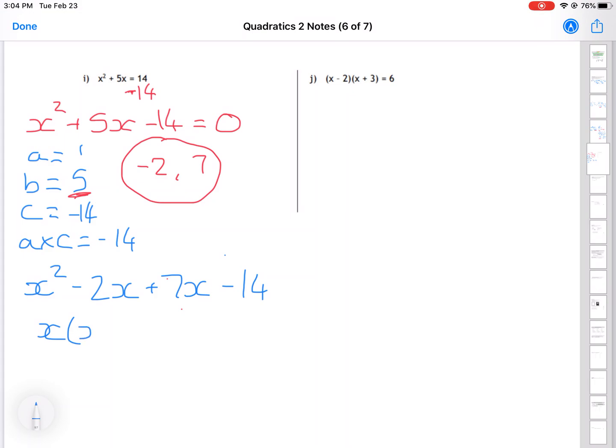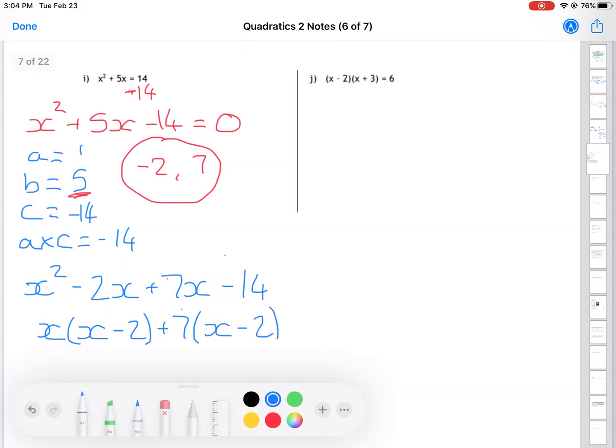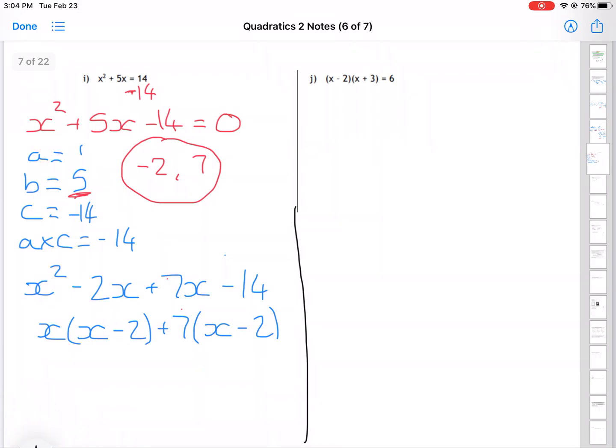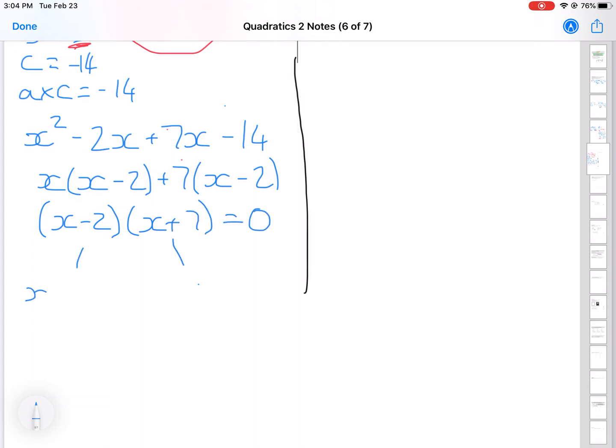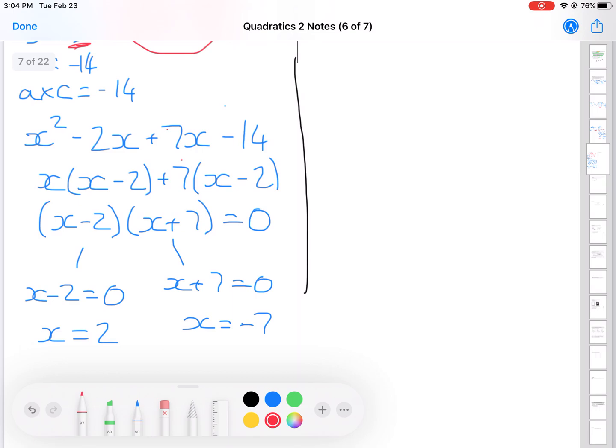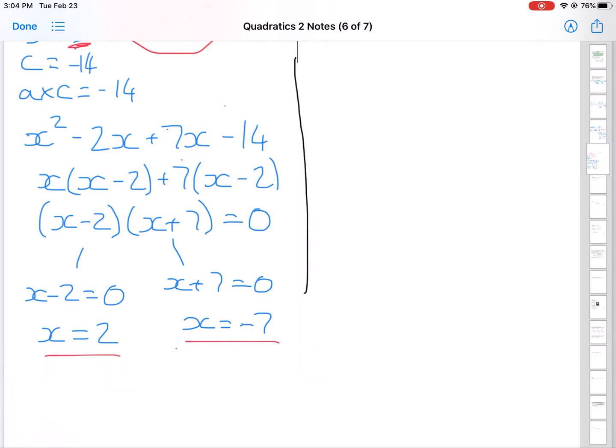Take out a common factor of x from the first two, so that's x minus 2. Take out a common factor of 7 from the second two, and you get the x minus 2 coming out there as well, which is what we want. And finally, we will get x minus 2 and x plus 7. Set that equal to 0. x minus 2 equals 0, x equals 2. x plus 7 equals 0, x equals negative 7. And we end up with those two values for our final answer.